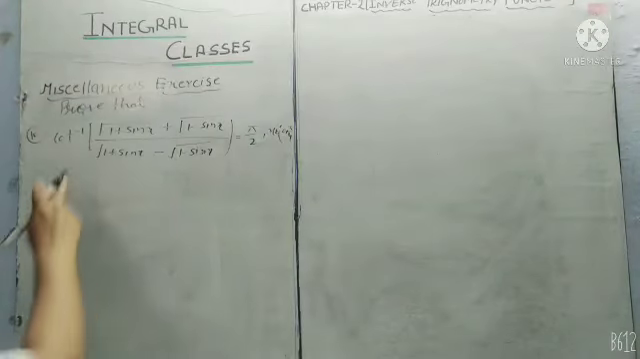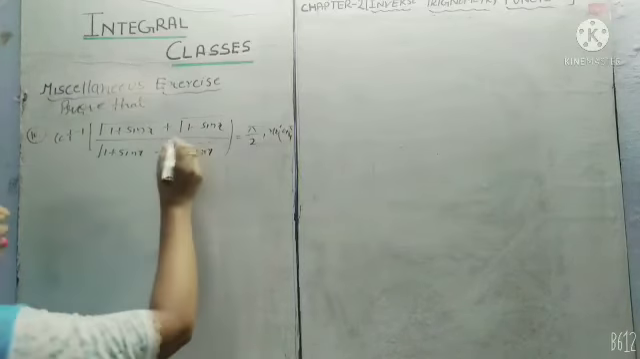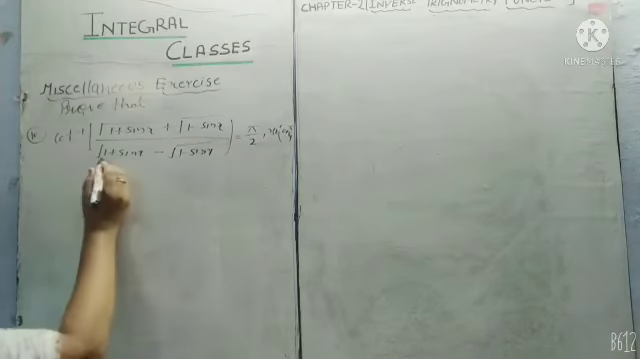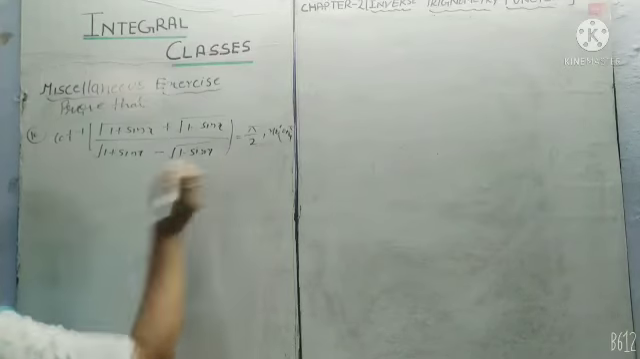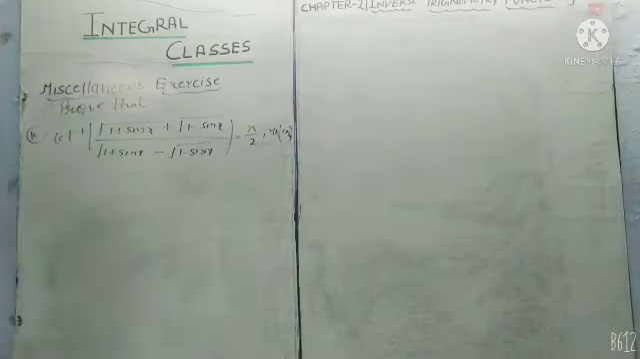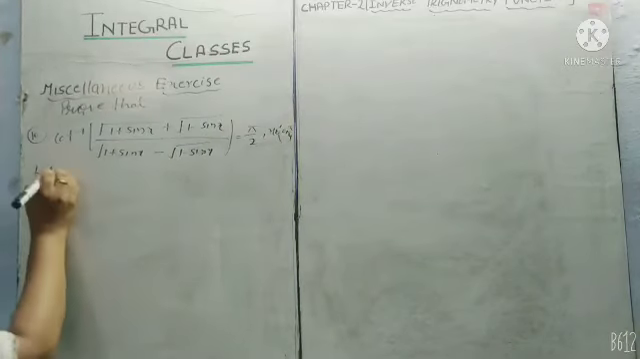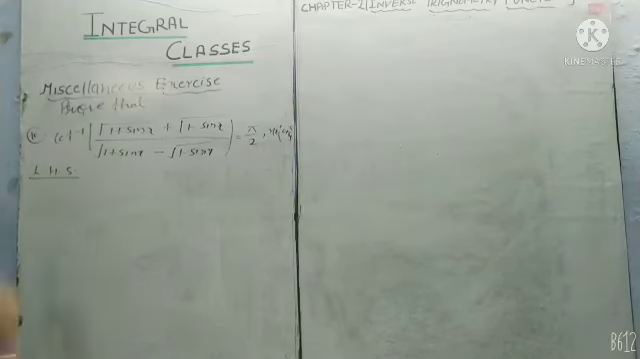Question number 10. Cot inverse of root 1 plus sin x plus root 1 minus sin x upon root 1 plus sin x minus root 1 minus sin x is equal to pi by 2. So student, we will consider here the left hand side. We will start from the left hand side.